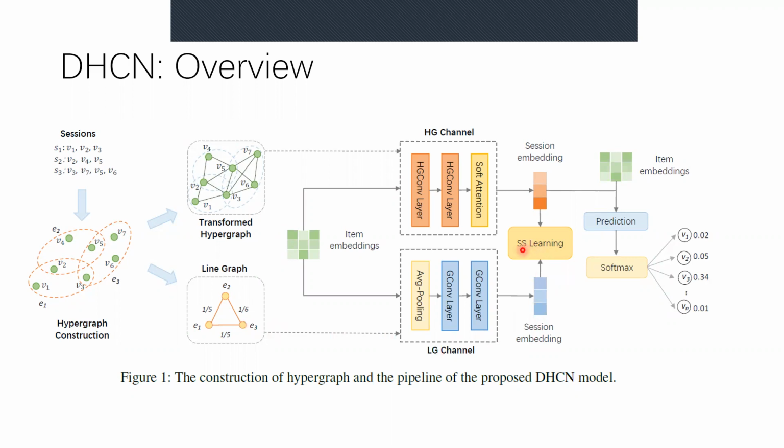Then they do self-supervised learning between the two different session embeddings. And by the way, this is just contrastive learning. They try to distinguish whether two embeddings represent the same session. So this is one auxiliary learning task. And then the main task is still to predict the next clicked items using the cross-entropy loss.